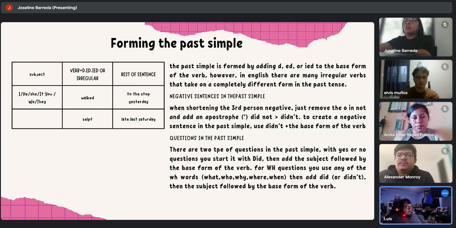And then, to form negative sentences in the past simple, we have to shorten the third person negative. How do we do this? We just remove the o in not and add an apostrophe. So we have the word didn't. To create a negative sentence in the past simple, we use didn't plus the base form of the verb. Then the questions and some other details of the structure will be explained by Anita.